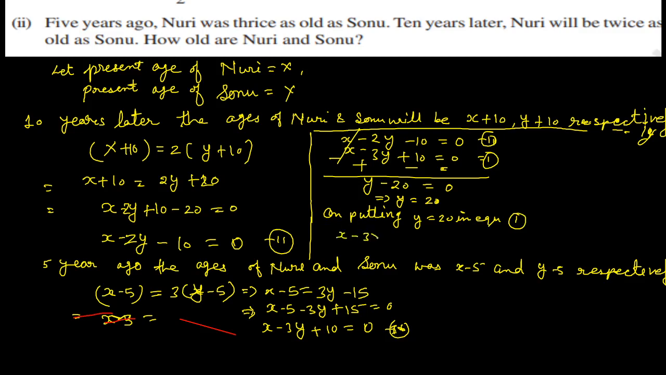x minus 3 into y plus 10 is equal to 0. So x minus 60 plus 10 is equal to 0. This implies that x is equal to 50. So what are their ages? x is equal to 50 and y is equal to 20. Now check their relation.